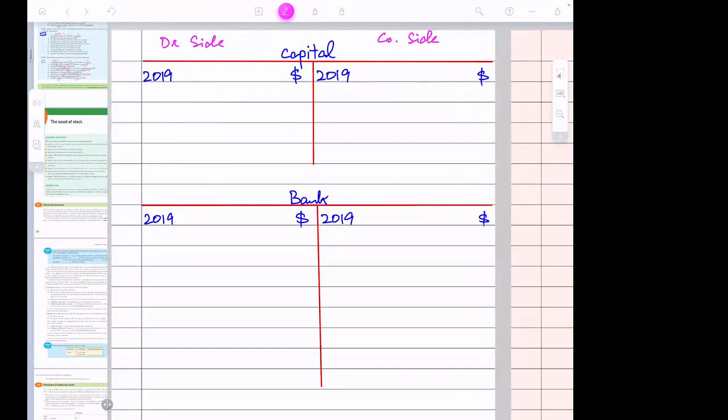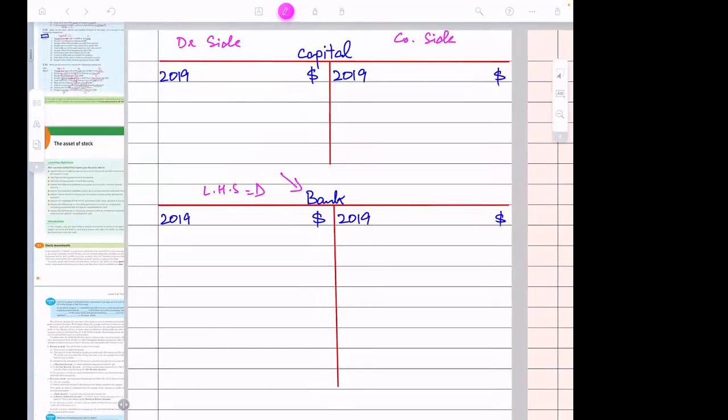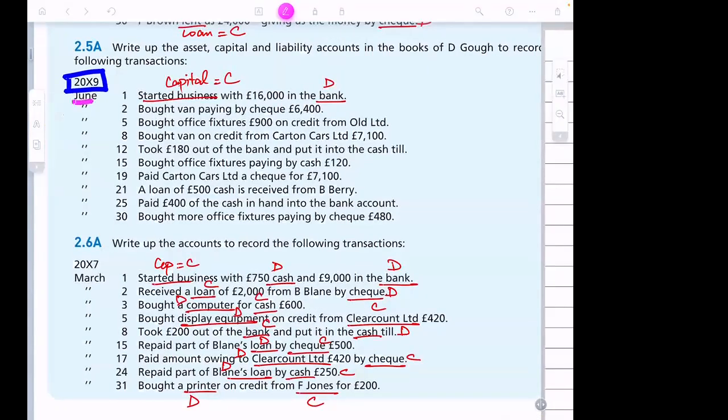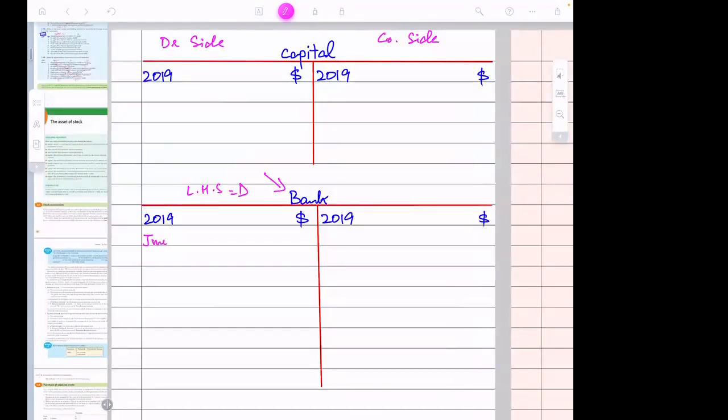So what is the double entry that we are doing? We are debiting the bank account. First of all, we will look at the bank account. Which one is the debit side? The left-hand side is the debit side, right? So on the left-hand side, we will record this transaction in the bank account. First of all, we will write down the month. This is June and the date is 1. So under 2019, we will mention June 1. Then the amount was $16,000. Under the dollar sign, we will write 16,000.